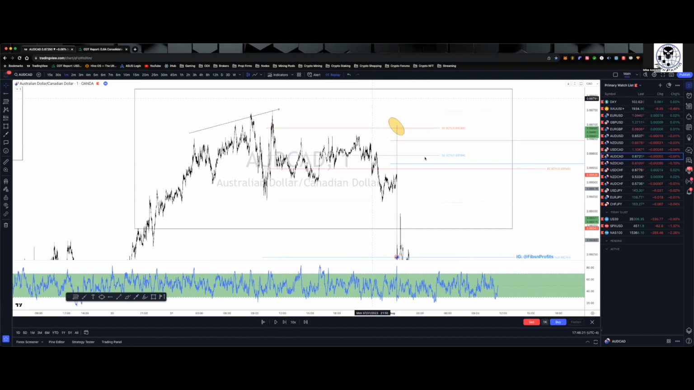All right. So this for me is my ground zero. This is X marks the spot. I want to see if we can come back into that. And that's where I'm going to really try to get into some good price action.